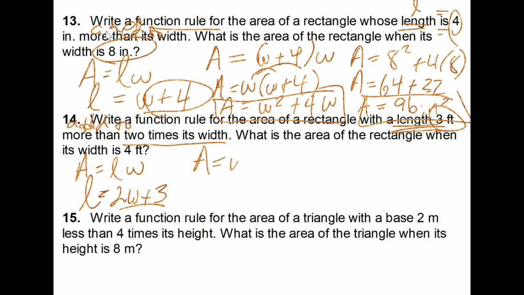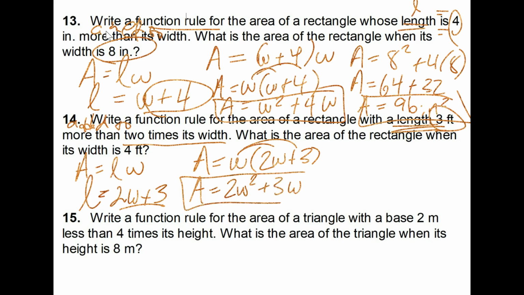So we say the area is equal to length times width. Well, we know that the width needs to go first. Width times length and length times width are the same thing. So we get W times 2W plus 3. What do we do? We distribute, because we want to simplify the function rule. So A is equal to 2W squared plus 3W. That is the function rule.